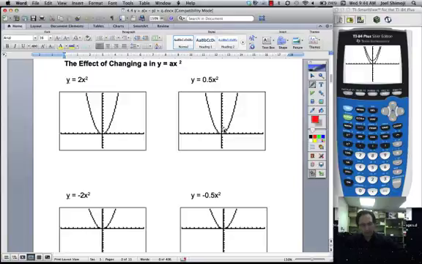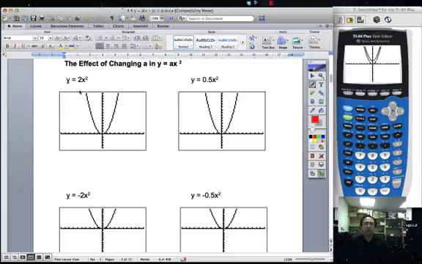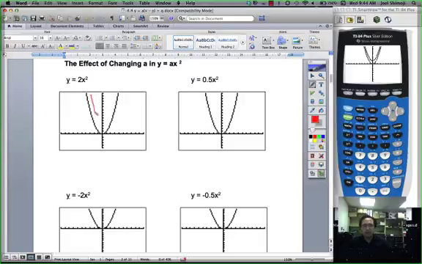What about changing the a value? Well, the a value has 2 things. If the a is greater than 1, the parabola skinnies up, it gets a little bit thinner. Rate of change is faster. If the a value is less than 1, the parabola gets wider. If you put a negative sign in front of it, it just flips it. So -2 would be thinner than a standard parabola, but now it's facing downwards. And the same thing with a -0.5. It'll be wider than the standard parabola, but that's also facing downwards.